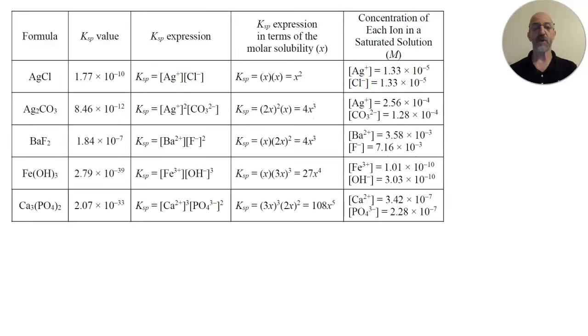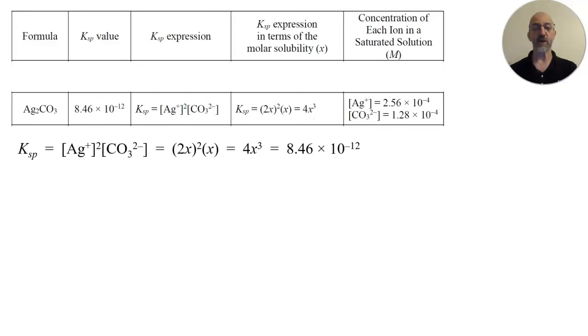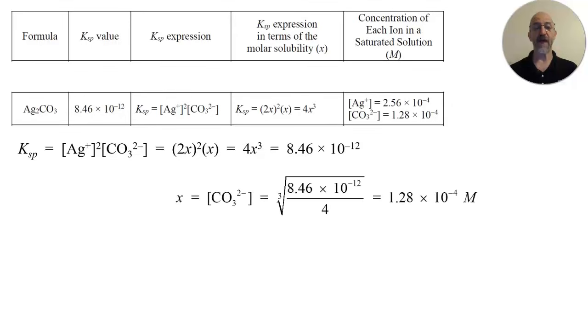Let's take a look. So here is the Ag2CO3. So it's going to be a 2-to-1 ratio of silver to carbonate. So that's why it's not x squared, it's 2x quantity squared times x, and I get 4x cubed. That would be divide the Ksp value by 4, and then take the cube root. And if I did that, that would get me the x, or the concentration of the carbonate ion. So that was 1.28 times 10 to the negative 4 molar when I did that math. So what's the concentration of the silver ion? 2x, or twice as much, so that's 2.56 times 10 to the negative 4 moles per liter.